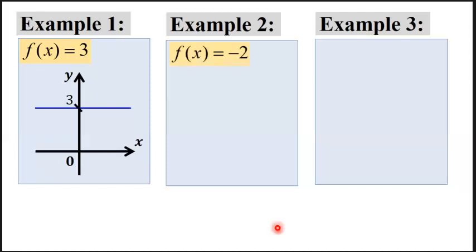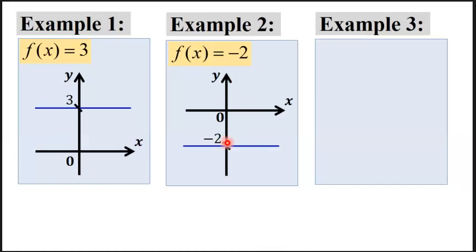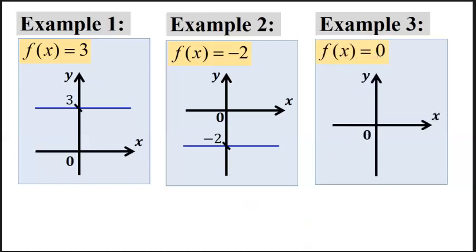Second example, if let's say I have the constant function f(x) equals -2, then what we have here is that we just have a horizontal line pass through the y-axis at -2. And the last one, if let's say I have f(x) equal to 0, it will just happen to be a horizontal line passing through the x-axis. And actually, this graph here is just referred to as the x-axis.